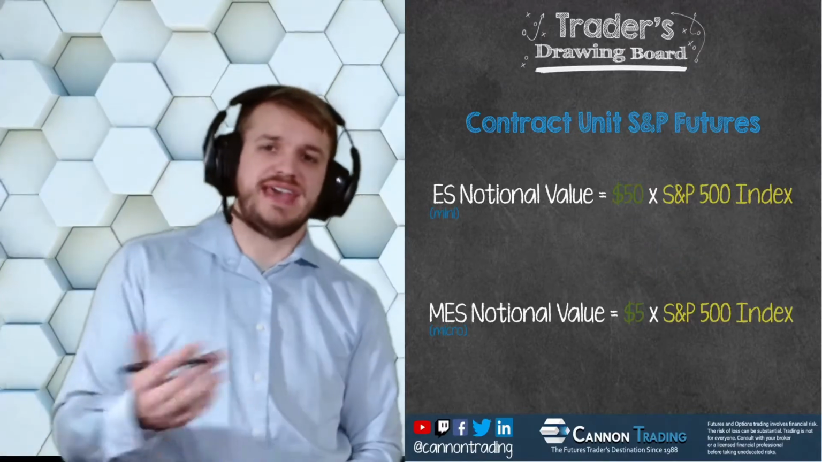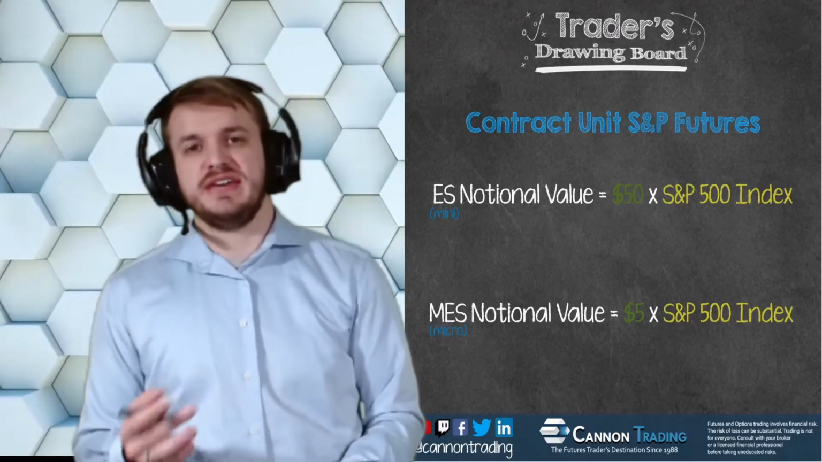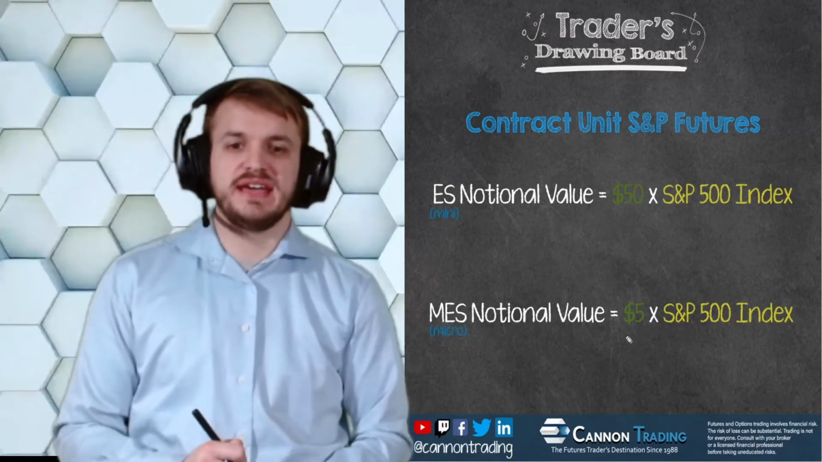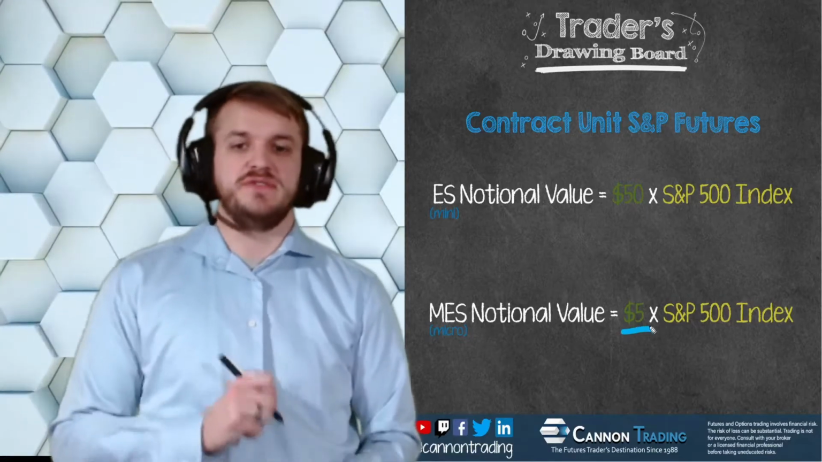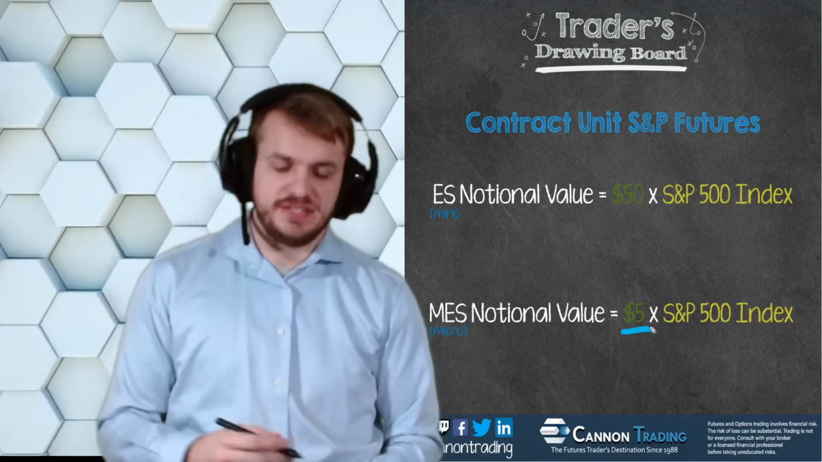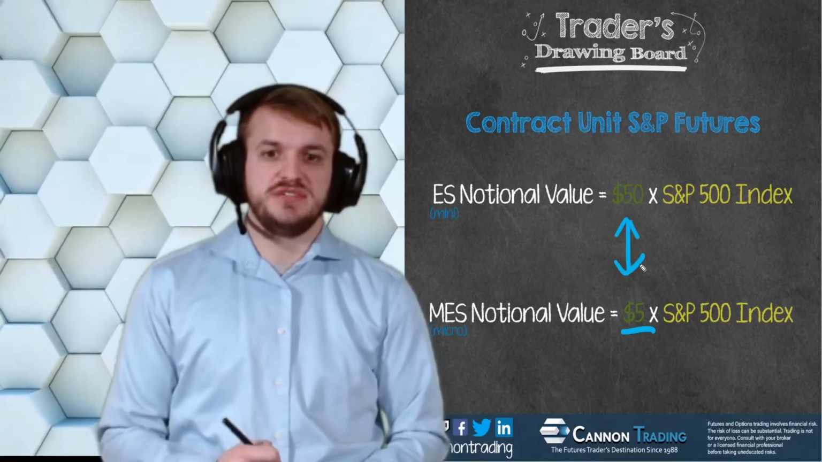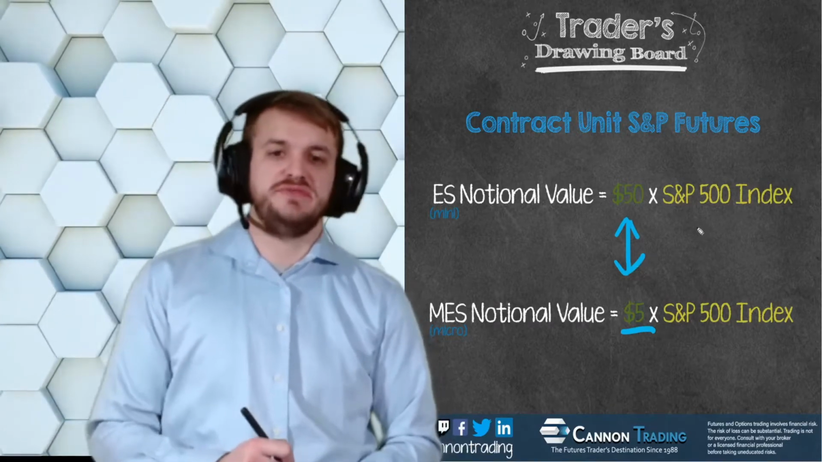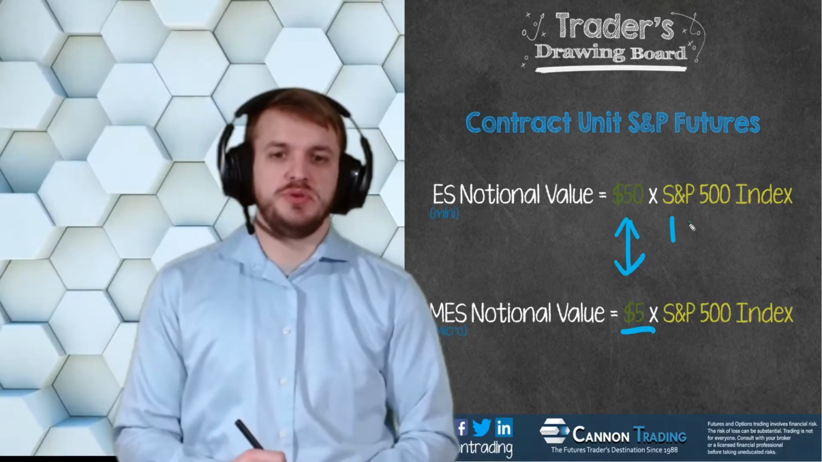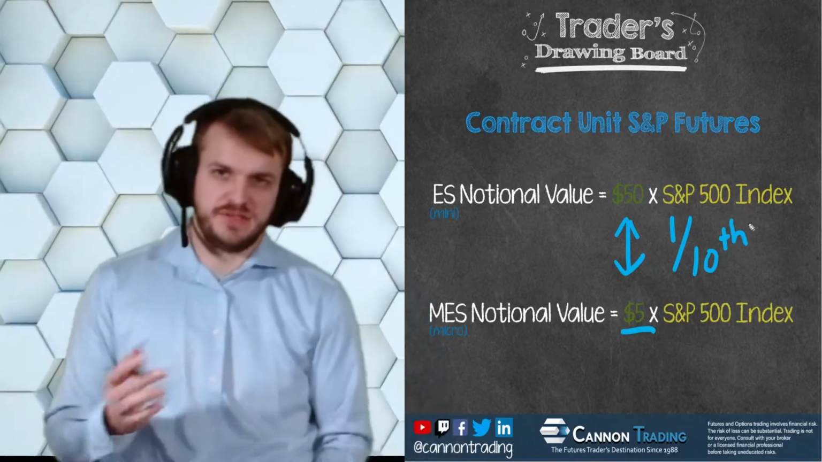Calculating the MES is as easy as calculating the ES. It's simply a different multiplier. So if the ES is calculated using $50 times the value of the S&P 500 index, the MES is calculated using $5. So it's just a smaller size contract. If you look at the two value multipliers, you can see, as we talked about before, ES trades at $50 per index point, whereas MES trades at $5 per index point. The MES is 1/10 the size of the ES.